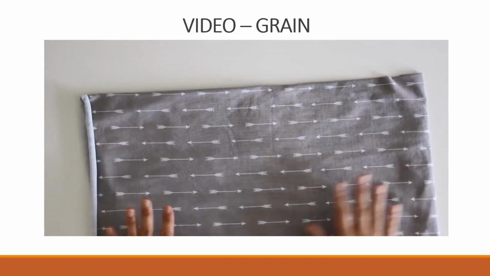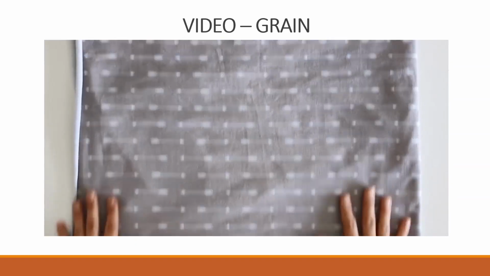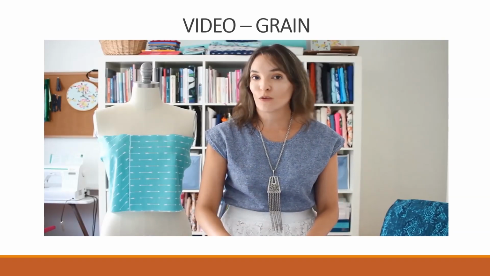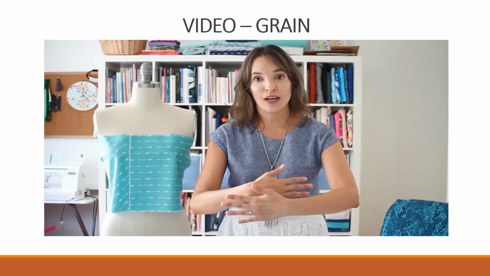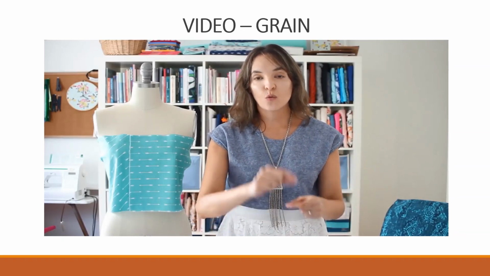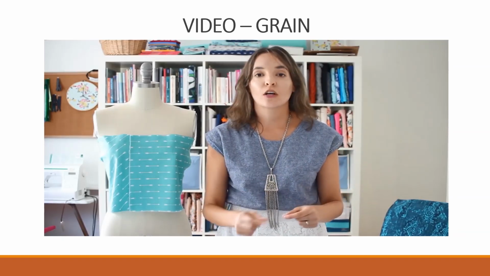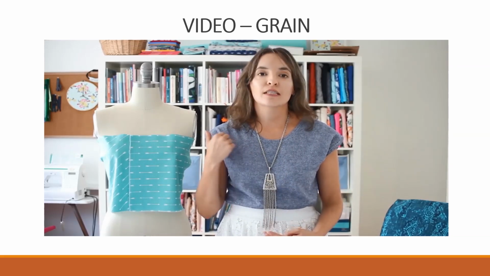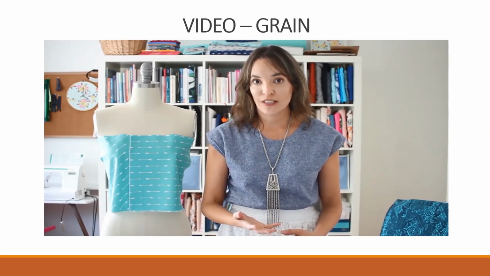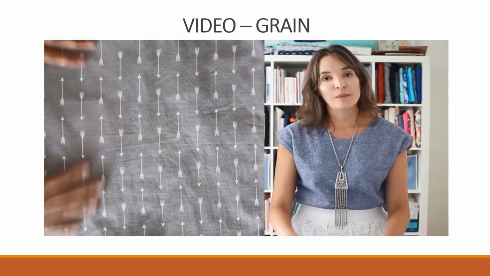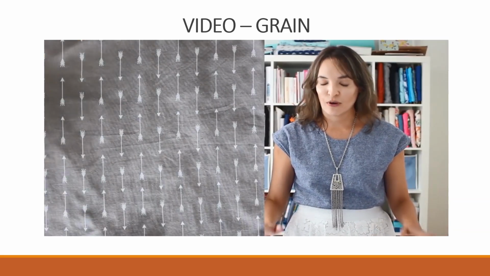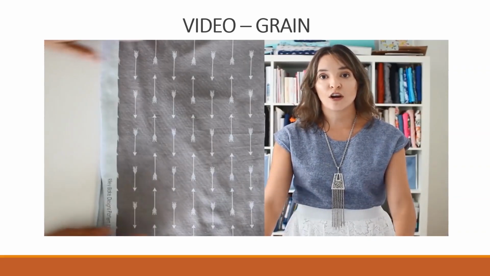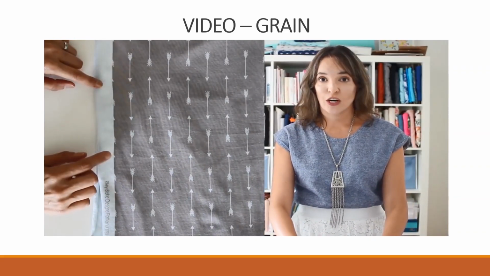Knit fabrics don't exactly have a grain line in the same way because the fabric is all formed out of one thread. It's not two sets of threads being woven over each other. It is one thread being looped around each other. I'm going to link to a video below and at the end of this that explains more about the properties of knit fabrics.